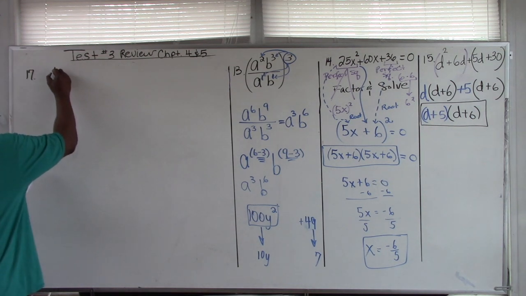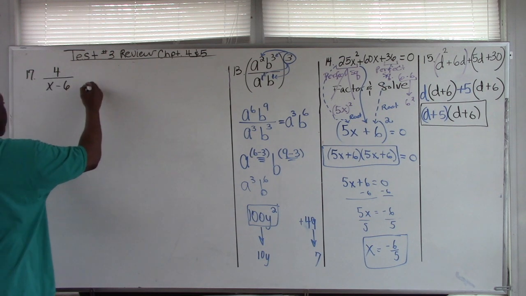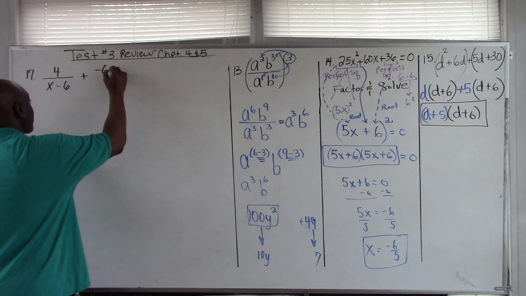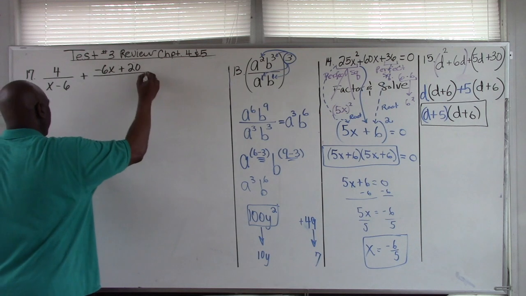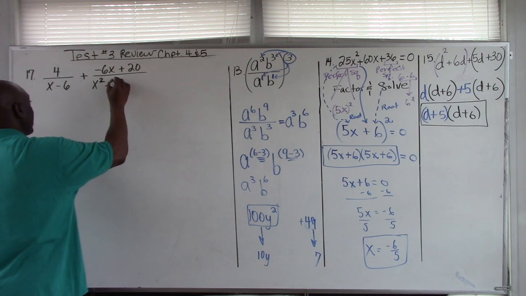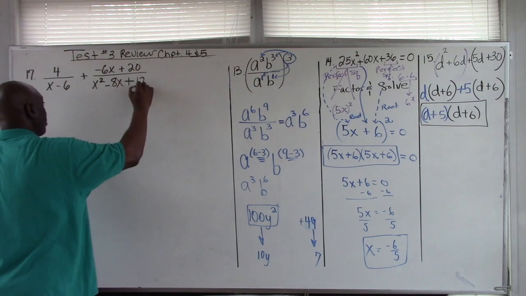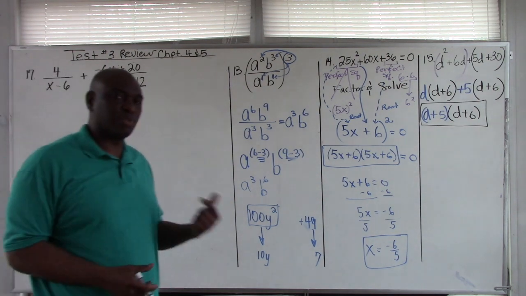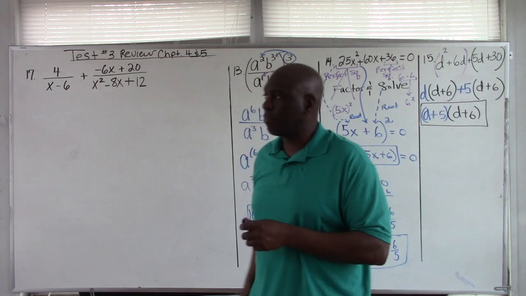We have 4 over x minus 6 plus negative 6x plus 20 divided by x squared minus 8x plus 12. All right. So now we have to add and or subtract these rational expressions now. Let's do that. No problem.